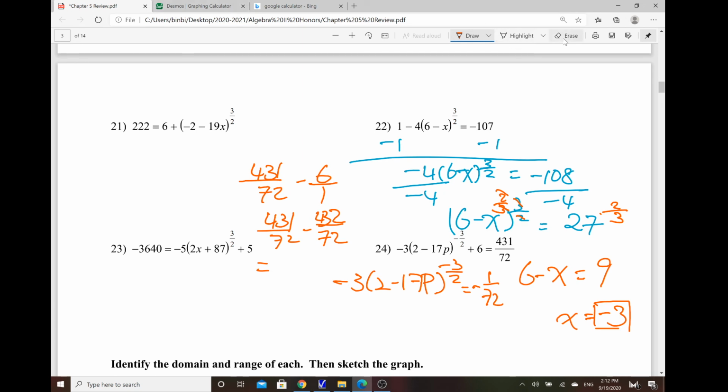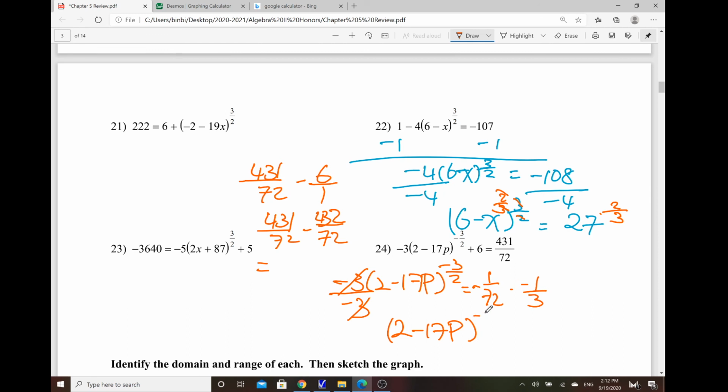Okay, let me just erase the previous part right here. Okay, so now the rest of this. Negative 3, divide it. I mean, you don't want to distribute because it's under the rational exponent. So divide by negative 3 on both sides. In other words, you multiply by the reciprocal. So multiply by negative 1/3. So we do have 2 minus 17p, the whole quantity, to the power of negative 3/2.